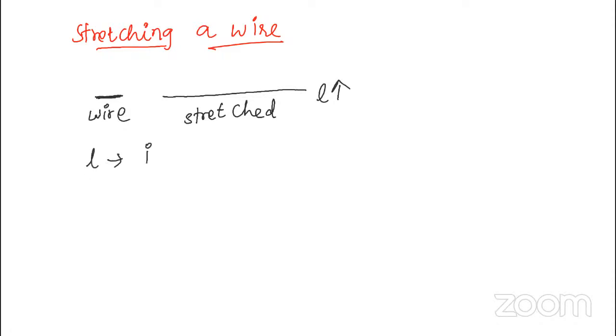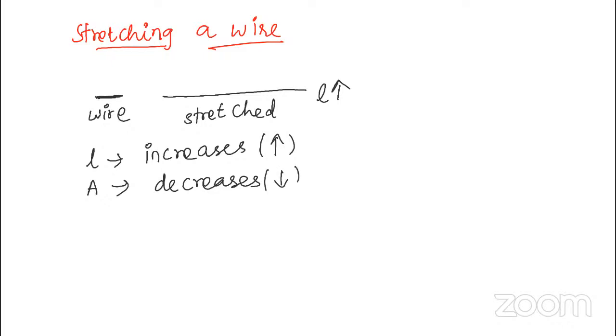Already we know the conditions. Length value increases. Then A value decreases. Since it is inversely proportional, it should automatically decrease. The V value should be constant. So when we stretch the wire, what modifications will there be?